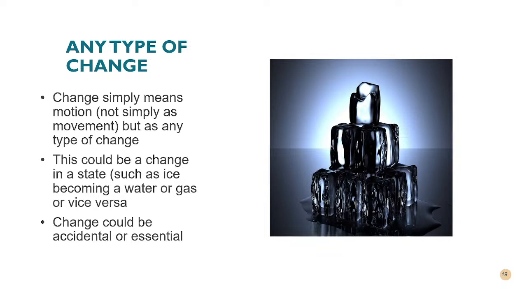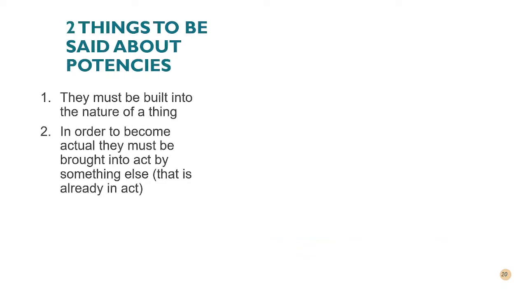And change means any type of change. It doesn't just mean locomotion or movement from one place to another. This could be a change in a state, such as ice becoming water or gas, or vice versa. It could be accidental or essential. Essential meaning a change in the actual substance of the thing. Accidental meaning a change not in what the thing is, but only in some of its physical characteristics, like the color that we saw, or some other thing that keeps it the same substance but makes it look different.